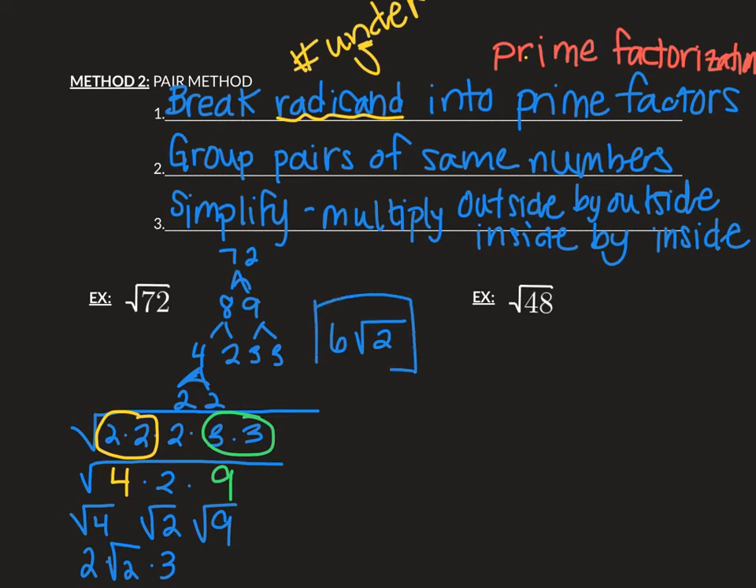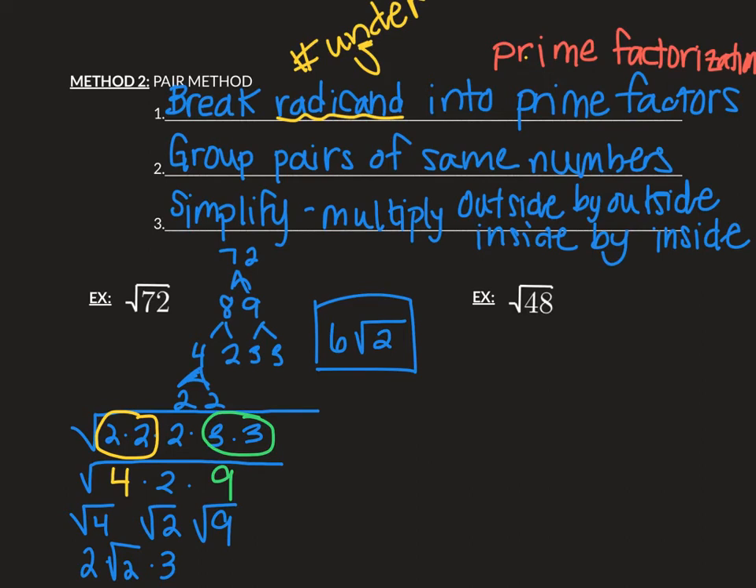Okay, here is why I like method 1. Did method 2 get us the answer? Yeah, sure did. But how much more work was it? So much more work. So in my opinion, if you can find a perfect square, you're better off.